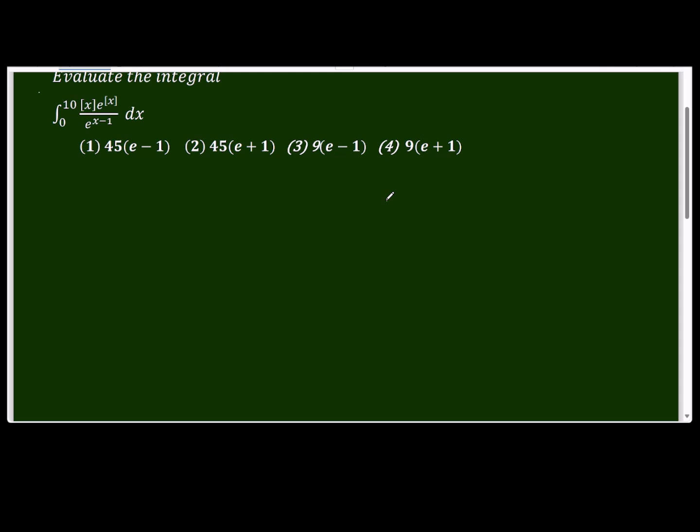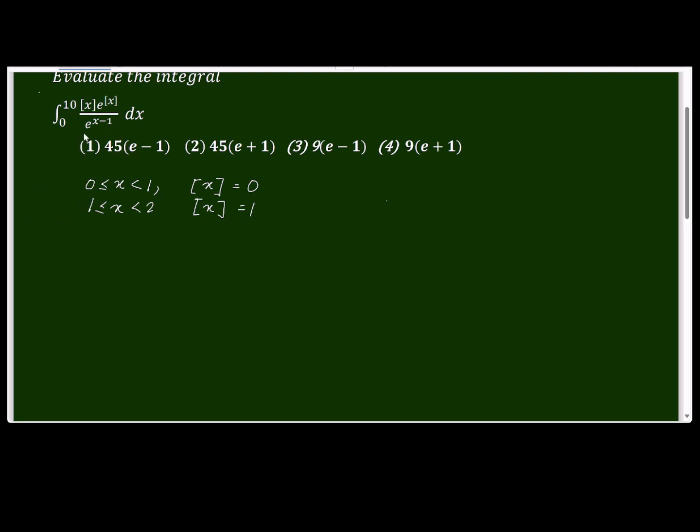So let us define the greatest integer function. The greatest integer function takes the value which is less than or equal to x. That means from 0 up to 1, the greatest integer function takes the value 0. Similarly, from 1 up to 2, it takes the value 1, and so on. So from 0 to 10, it takes 10 values, so we have to divide into 10 intervals.